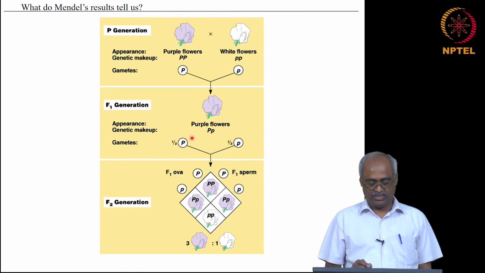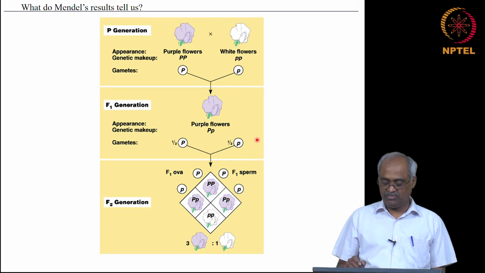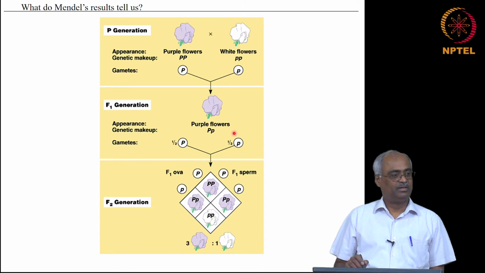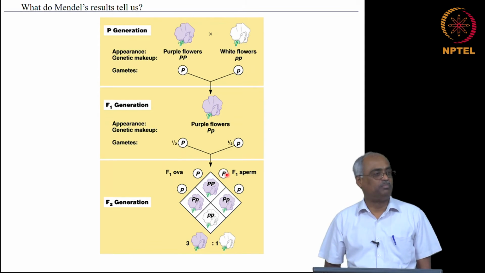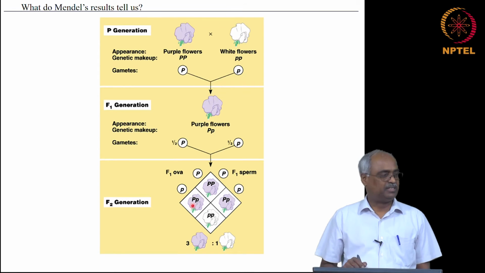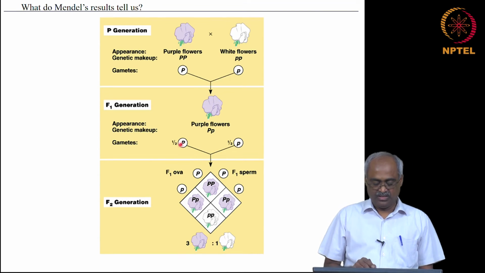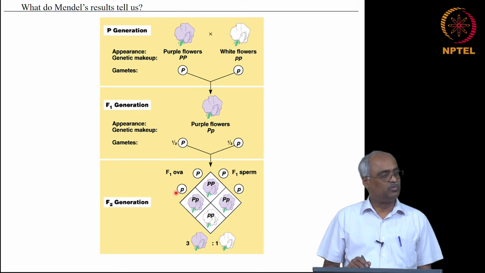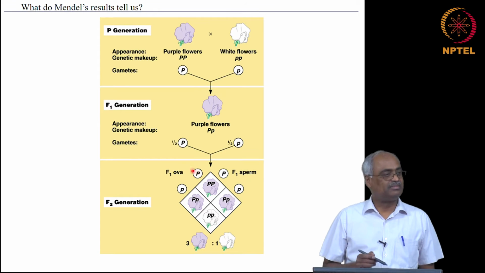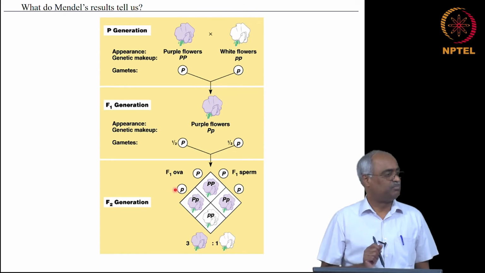Half of the gametes will have capital P, half will have small p. Now, if there is random fusion of capital P and small p, then you will have this Punnett square representation. So, you got half of them capital P and half of them small p, in the egg as well as in the sperm. 50% will be this and 50% will be small p.